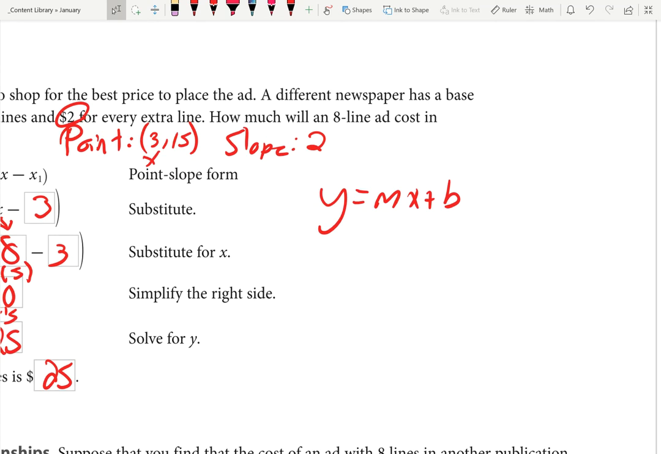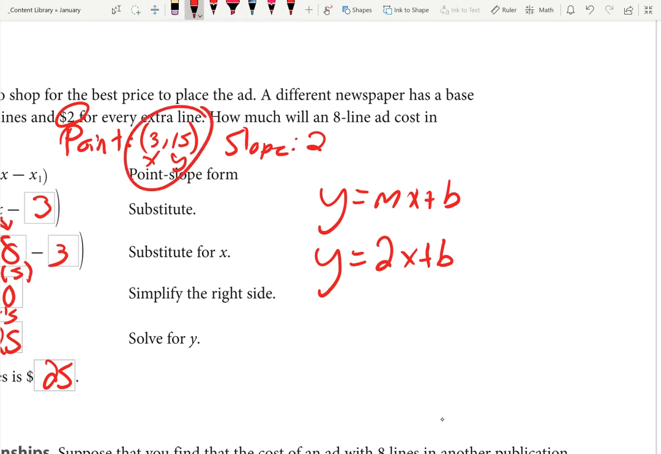So it's a bit impractical, but it's still usable. And let me show you. If I want to use this, I know 2 is my slope, but everything else I'm pretty unsure of, right? I don't know what the y-intercept is. But what I could do is use the point that it gave me. I can plug that in for the x and the y and solve for b.